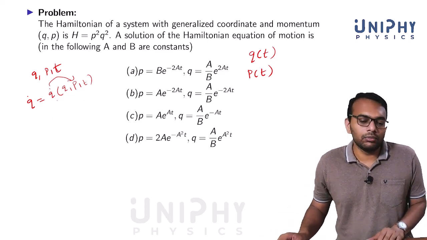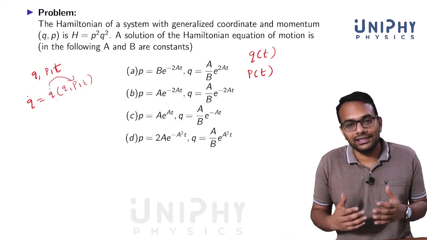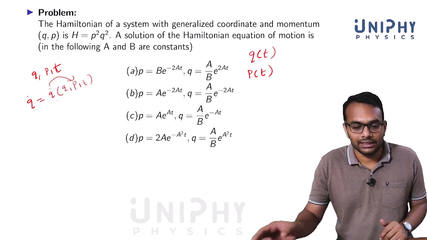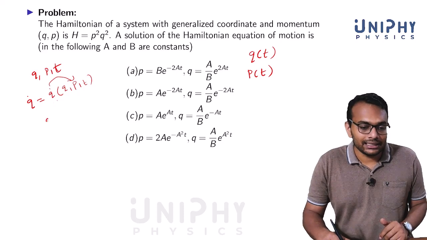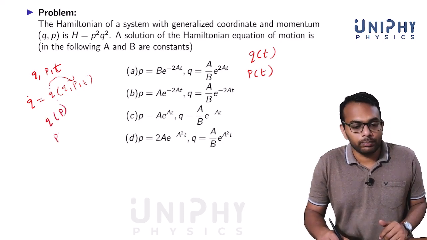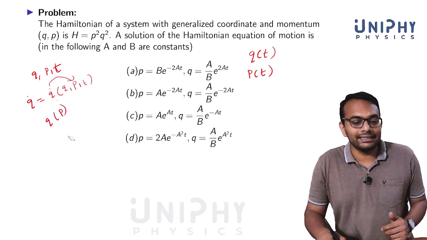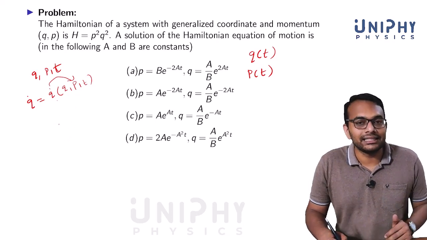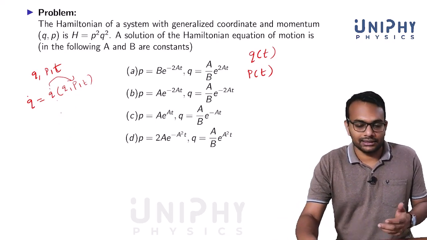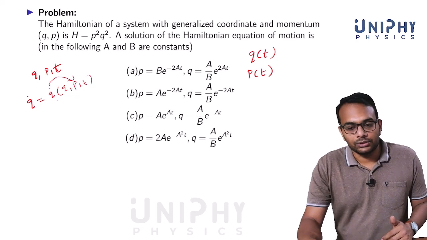In most cases, if you are talking about phase space trajectories, which we will deal with later, you may have to find q of p or p of q. In that case it may be convenient to eliminate the time term. You will see how this works in this problem.